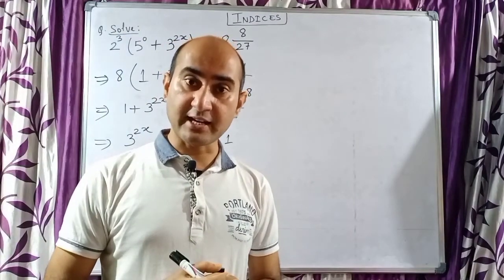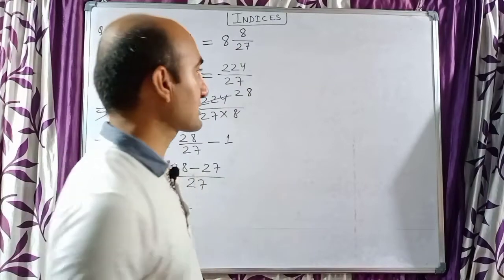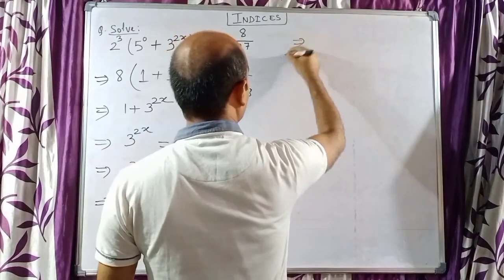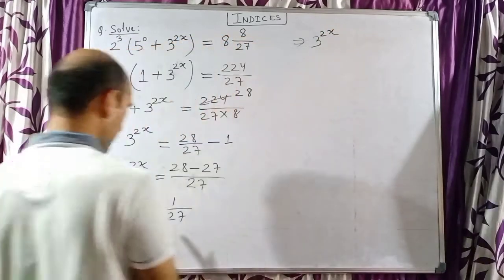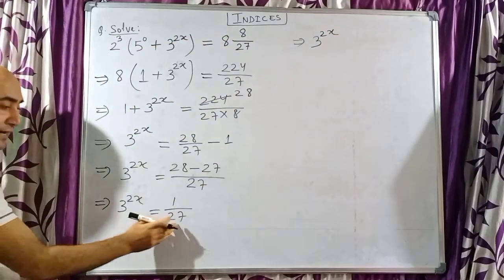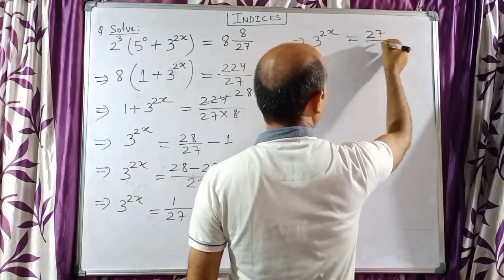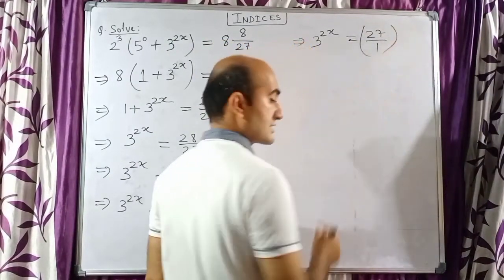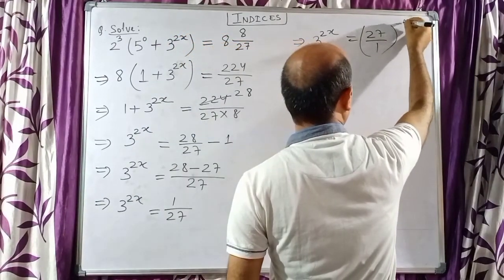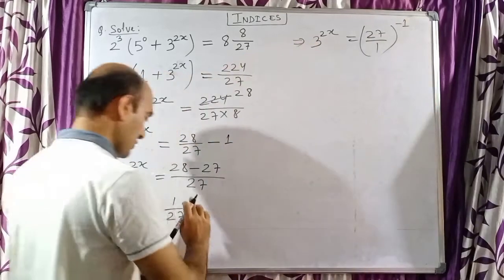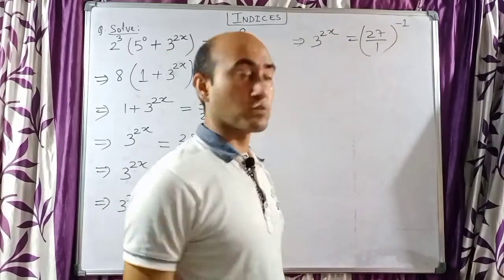Power changes. That is, positive power becomes negative and negative power becomes positive. So that particular formula will apply. Here we will write the same 3 power 2x, and here 1 by 27 you write 27 by 1. Because of interchanging numerator and denominator, the positive power will become negative power. Because there is no power, there is 1. So that plus 1 became minus 1.